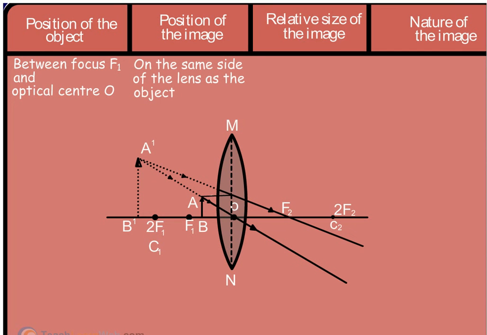If the position of the object is between focus f1 and the optical center O, the position of the image will be on the same side of the lens as the object. The relative size of the image is enlarged and the nature of image is virtual and erect.